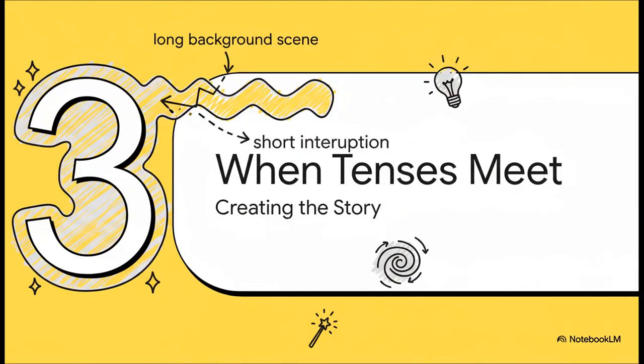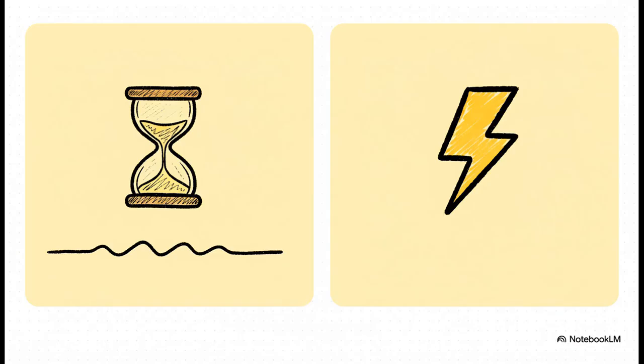Okay, this is it. We have our two ingredients, the long, unfolding background scene and the short, sharp interruption. Now, we're going to put them together and watch a real story come to life. This is where the magic happens. So, just a quick recap before we see it in the wild. Past continuous, that's the long, background action. Past simple, that's the short, interrupting action. You with me? Awesome. Let's see how this works.